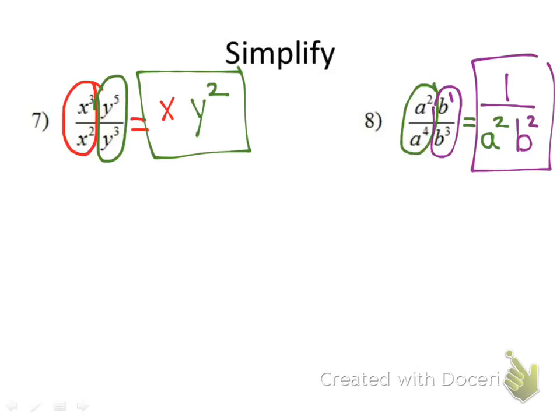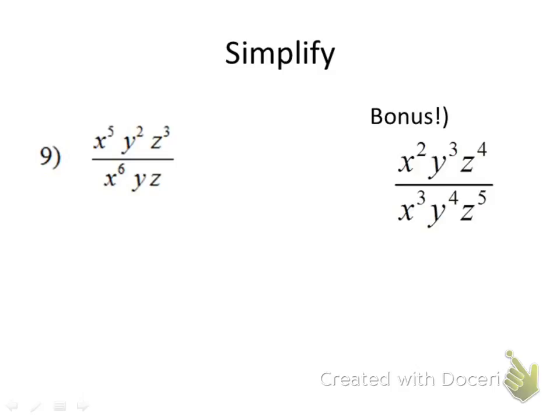What are your questions? All right. Here's number 9, and then there's just an extra problem just for fun. Number 9, go through the x's. X to the 5th over x to the 6th gives us what? 1 or x to the 1st? X to the 1st, and that goes on the bottom because I had more x's on the bottom to begin with.